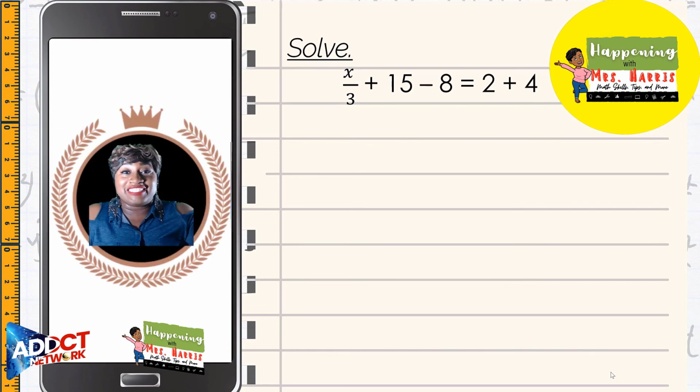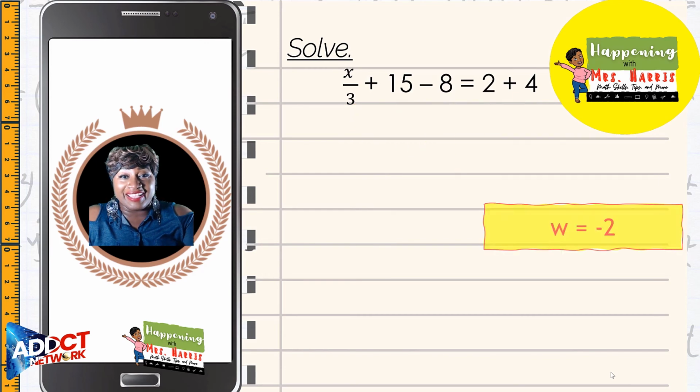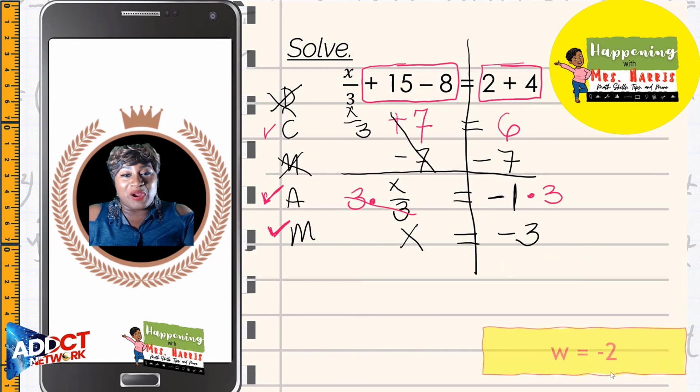All right, let's check our work. You should have been left with w equals negative 2. Did you get it? Amazing! Now let's check our work.